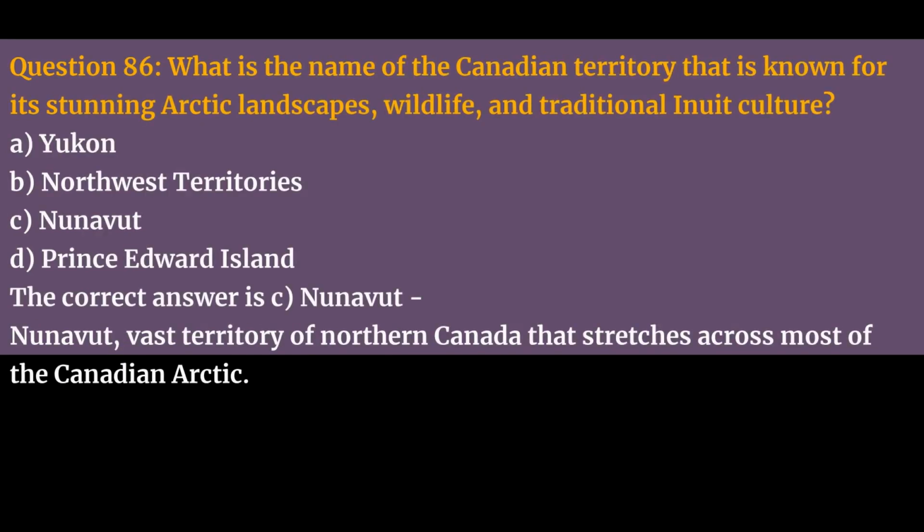Question 86. What is the name of the Canadian territory that is known for its stunning Arctic landscapes, wildlife, and traditional Inuit culture? A. Yukon, B. Northwest Territories, C. Nunavut, D. Prince Edward Island. The correct answer is C. Nunavut. Nunavut is a vast territory of northern Canada that stretches across most of the Canadian Arctic.